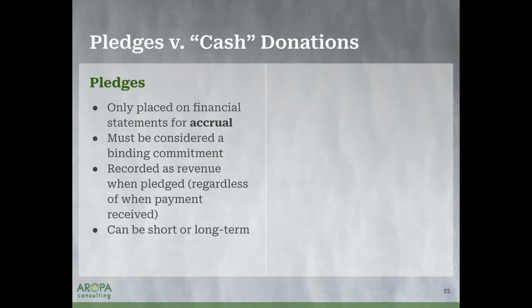Typically, the way a lot of organizations do this is either have the donor sign something that says I'm pledging this amount of money, or if a donor pledges over the phone, the organization will respond back with an email confirming that you are donating $1,000 for this particular reason.